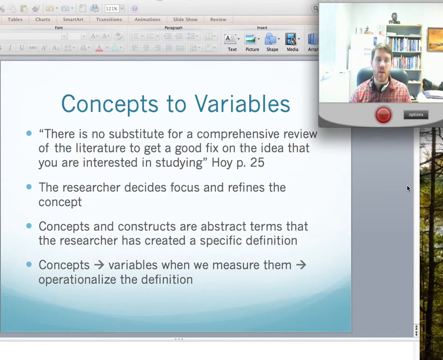The concept then becomes a variable when you measure it, when you come up with a way to identify and measure it. You operationalize that definition. And so in the text, and Hoy talks about this, and many others identify this as constitutive or conceptual or theoretical or different ways of identifying the variable, but then we come up with an operationalized definition of it, and that's where we measure it and where it becomes measured.